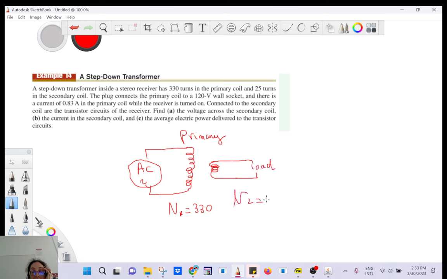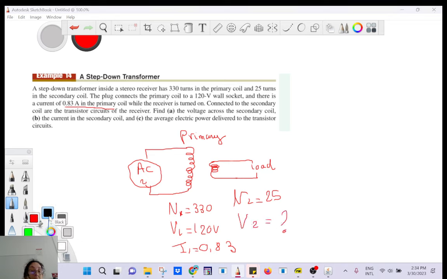So N2 equals 25. That means the voltage will be divided by the ratio between N1 and N2. The plug connected to the primary coil is 120 volts, so V1 equals 120 volts. Now you have to be very careful which one is primary and which one is secondary. And I1 equals 0.83. Find the voltage across the secondary coil, V sub 2. Okay, so what do you think?